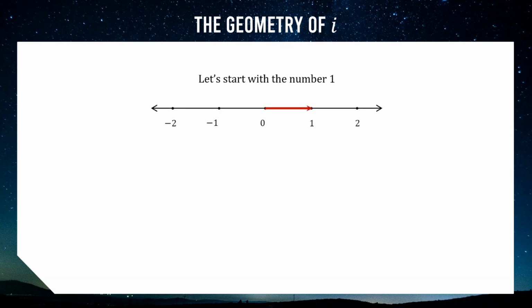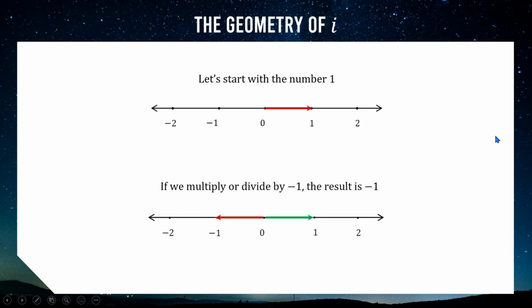So we're going to start off with the number 1, shown here on a number line as a sort of vector from 0 to 1. Now, of course, if I multiply or divide this by negative 1, the result is negative 1. I'm going to show this by turning the arrow around to face the other direction. Okay, remember, positive and negative are just directions.